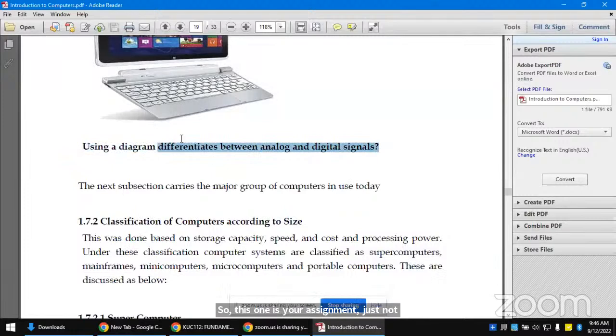Just note that you can do it on your own. You can either Google and get it, or you go to the library, look at these and know what the difference between analog and digital is as you read through the notes.